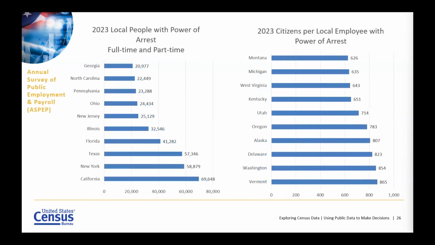And that pattern continues with the local governments. The totals are on the left, the per capita is on the right. But something important I want to add is that the average across all local governments is about 546 citizens per officer. Among these top 10, and actually across all the geographies, there's not much spread. Here we see 626 to 865 in the top 10, which is not much different from the average across all states.